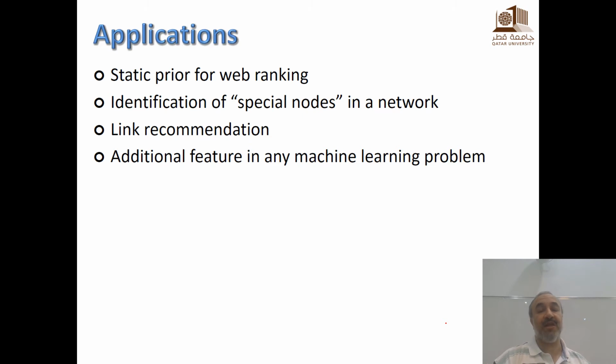Identification of special nodes in a network. If you have a big network, a big graph, you want to know the key influencers of this network. So you can compute PageRank for those. It's not only about web graphs. It can be used also as a feature in learning, in any learning application.